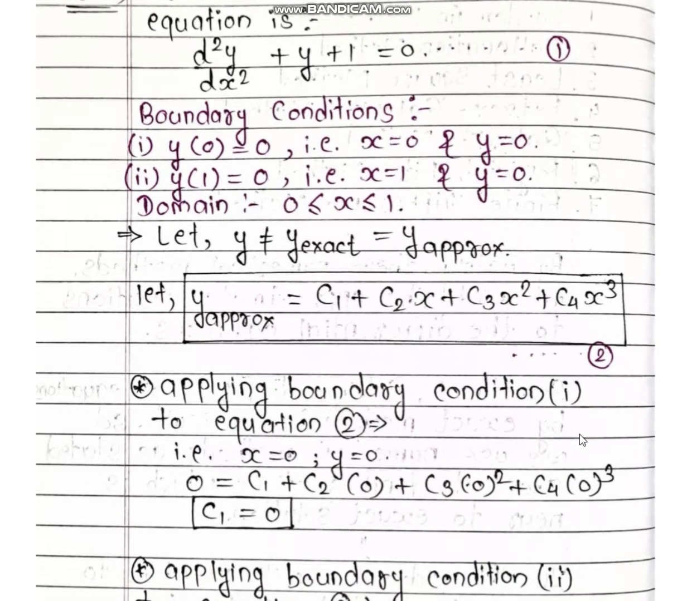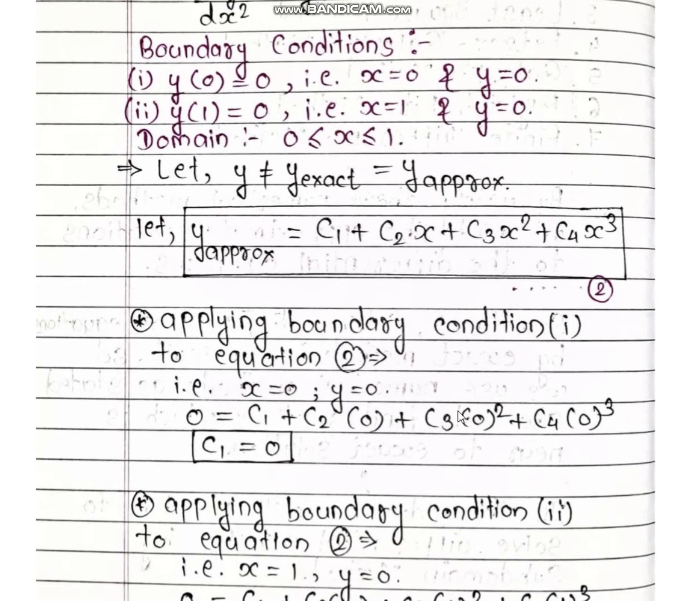Now the next task is to apply the given boundary condition 1 and boundary condition 2 to equation number 2. Applying boundary condition 1 to equation number 2: the first boundary condition is x equal to 0 and y equals 0. By putting x equal to 0 and y equals 0 in equation number 2, we get 0 equals c1 plus c2 into 0 plus c3 into 0 square plus c4 into 0 cube. So we get the value of c1 equals 0.